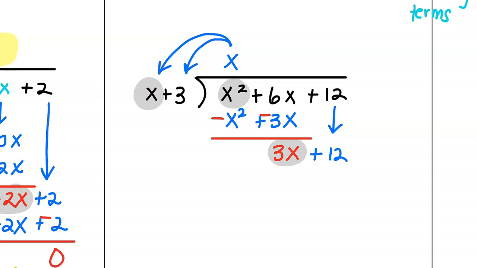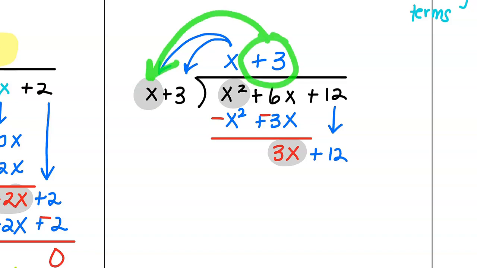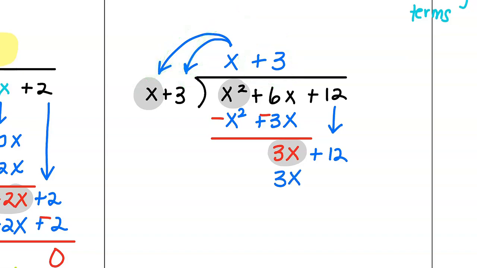What do you multiply the x by here to end up with 3x here? Plus 3? So 3 times the x is 3x, 3 times the 3 is 9. Now I'm going to subtract, draw my line, and change all signs. That leaves me here with a 3.